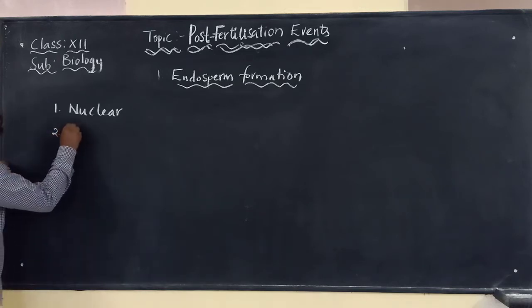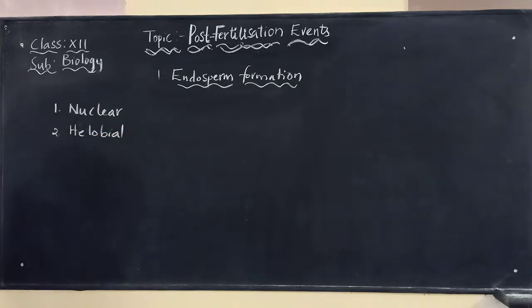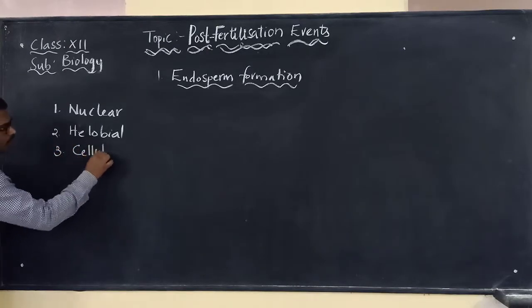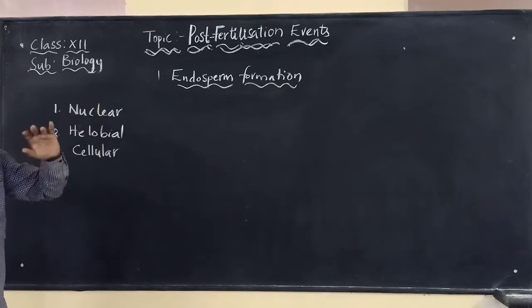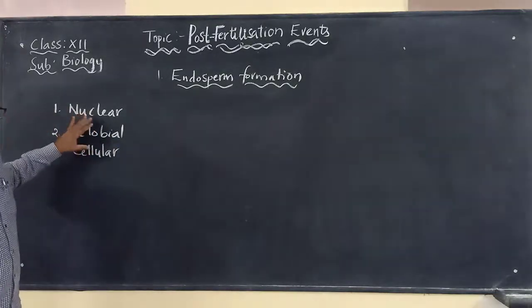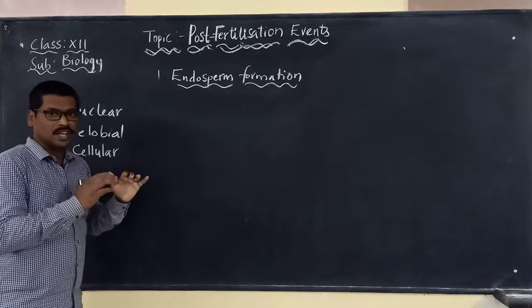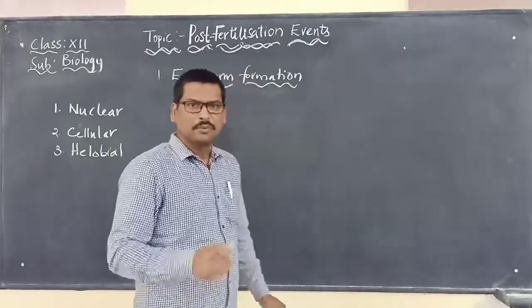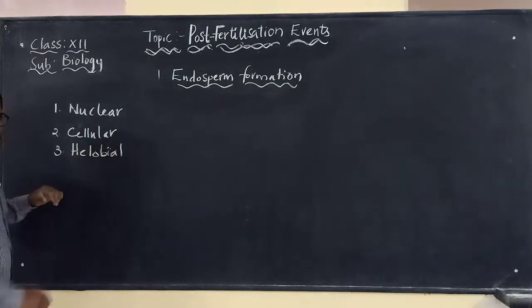Then the second one is called the helobium endosperm. And the third one is called the cellular endosperm. So there are three different types of endosperm based upon the mode of formation. Here we are going to discuss these three one by one, how they are formed. In this class we are going to discuss how these three different types of endosperms are formed. So now we are going to discuss each one: nuclear, cellular and helobium endosperm.